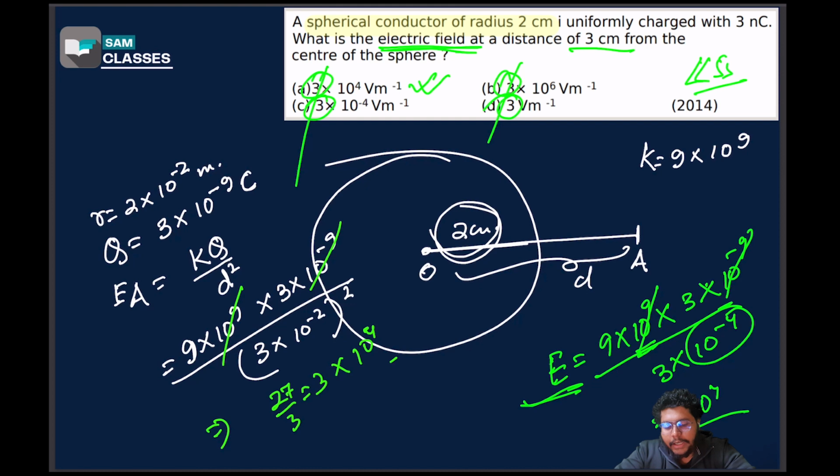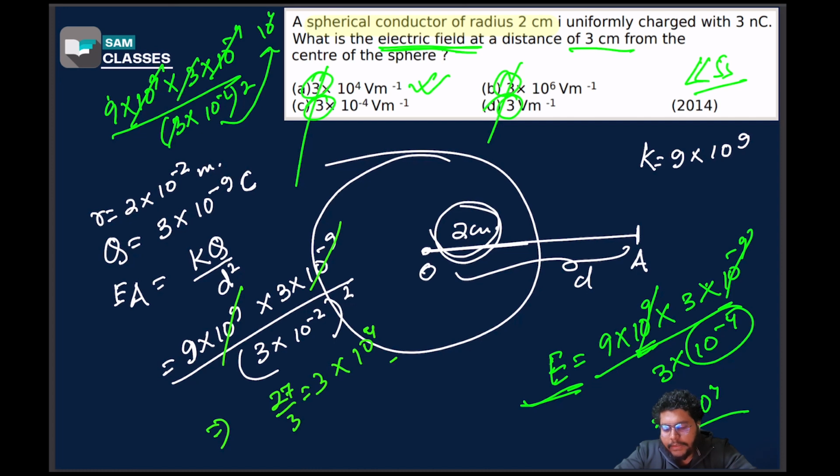Directly, electric field is 9 into 10 power 9, charge 3 into 10 power minus 9, divided by the distance 3 into 10 power minus 2 whole square. So this and this are gone, this went up, so 10 power 4, and this cuts. So we got the answer here: 3 into 10 power 4. That's it. Correct. So what was so difficult about it?